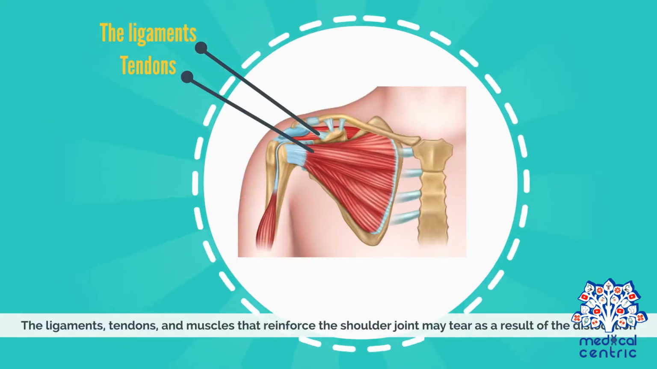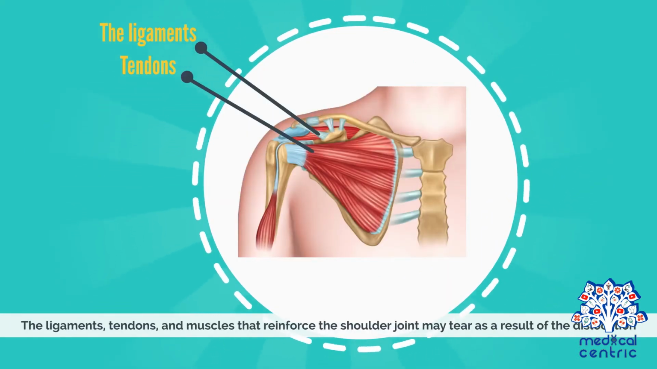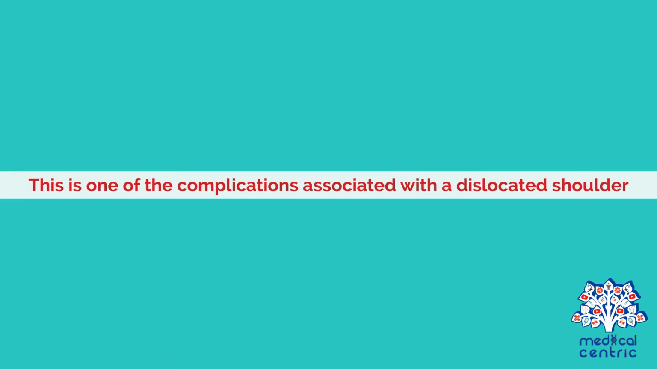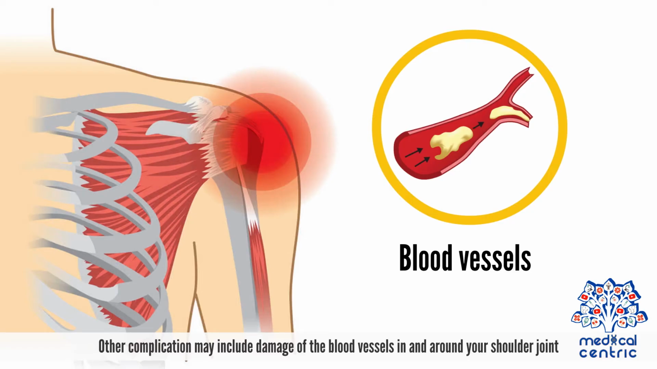The ligaments, tendons, and muscles that reinforce the shoulder joint may tear as a result of the dislocation. This is one of the complications associated with a dislocated shoulder. Other complications may include damage of the blood vessels in and around your shoulder joint.